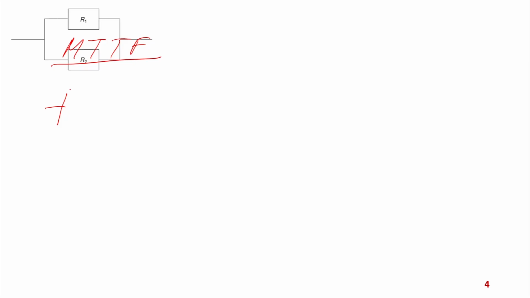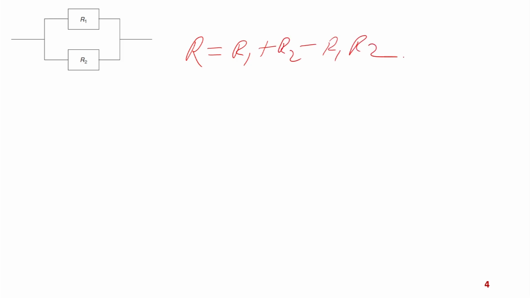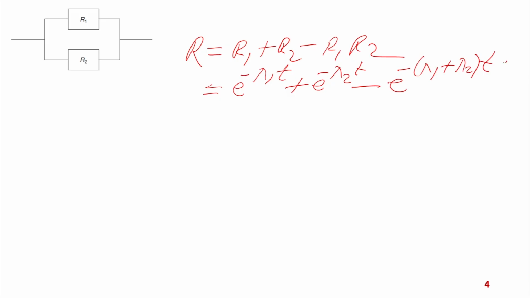Okay, so let us find out this MTTF. Considering that the subsystems are independent, we were able to write R is equal to R 1 plus R 2 minus R 1 into R 2, and then we wrote this as e to the power minus lambda 1 t, plus e to the power minus lambda 2 t, minus e to the power minus (lambda 1 plus lambda 2) into t. Now we would like to find out this MTTF.